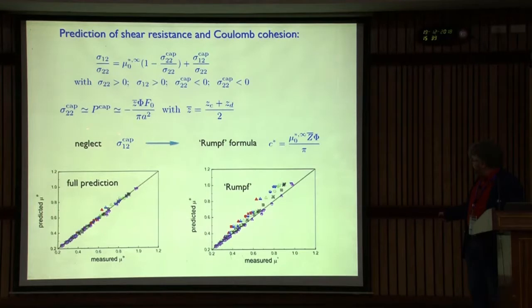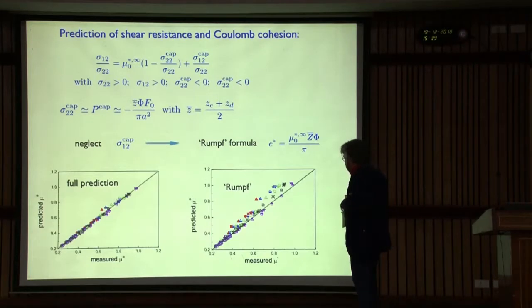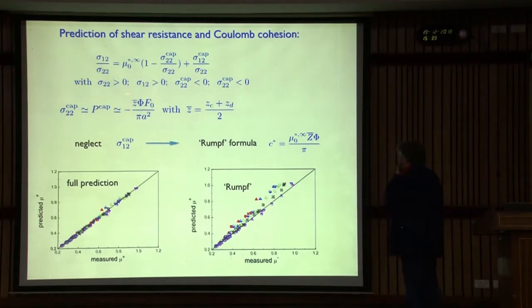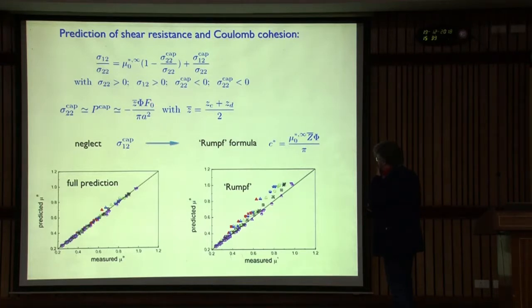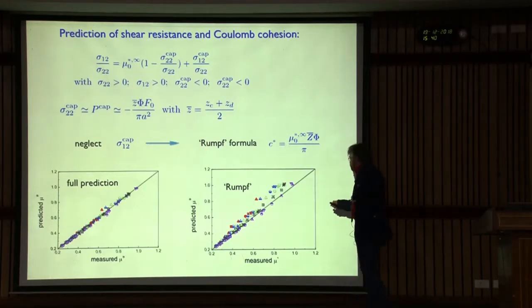Now, if we use these relations, it's repeated here, actually, we might also remember that the sigma 2,2 capillary can be easily predicted like that. This is a very familiar formula in granular mechanics. And while counting F0 for each capillary interaction, we have to average the coordination number because it drops down a little bit for distant interactions. Anyway, if we only keep the sigma 2,2 here and neglect that, this is what is referred to in the literature as the Rumpf formula.